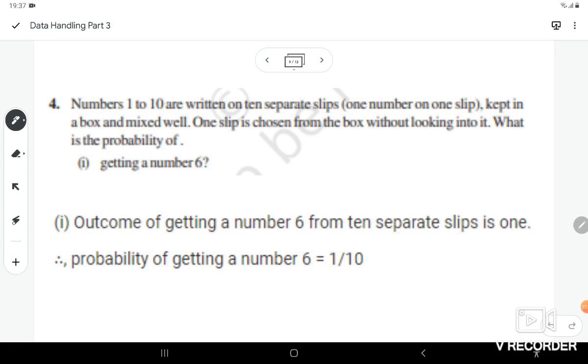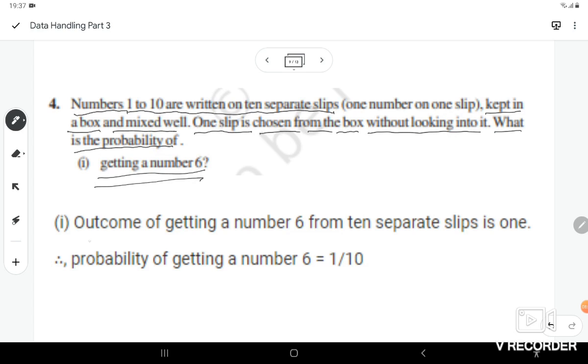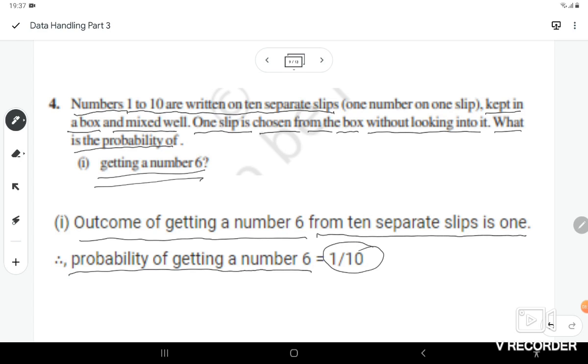Let's see question number 4. It says numbers 1 to 10 are written on 10 separate slips kept in a box and mixed well, and one slip is chosen from the box without looking into it. Now what is the probability of getting a number 6? So first let's see what is the outcome of getting 6. So outcome of getting a number 6 from 10 different slips would be 1. So probability of getting a number 6 would be 1 by 10.